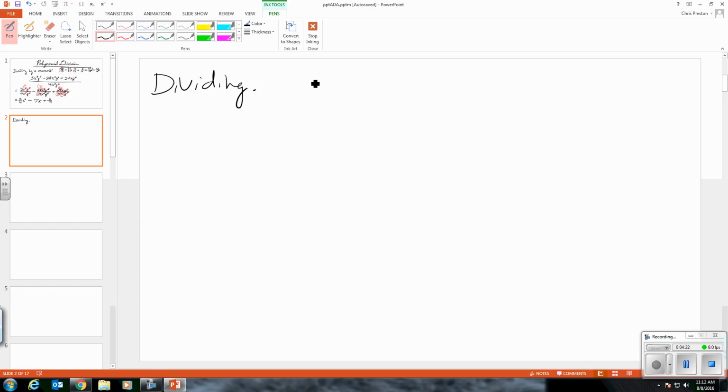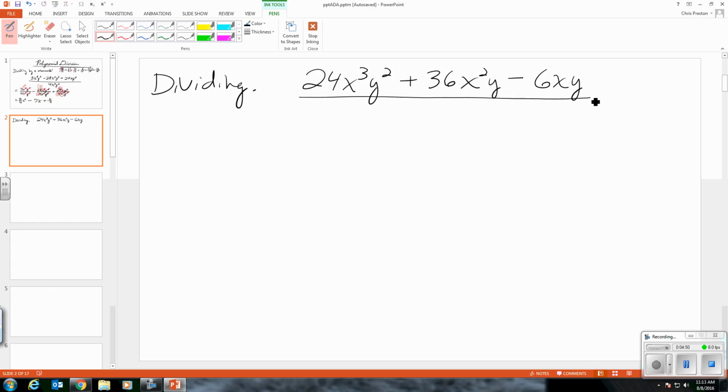So let's say we have 24x cubed y squared plus 36x squared y minus 6xy. I divide that all by 6xy. And again, somebody might say, oh, 6xy, that matches up with my terms. No, not yet. Slow down. What we need to do is split this up into separate fractions.